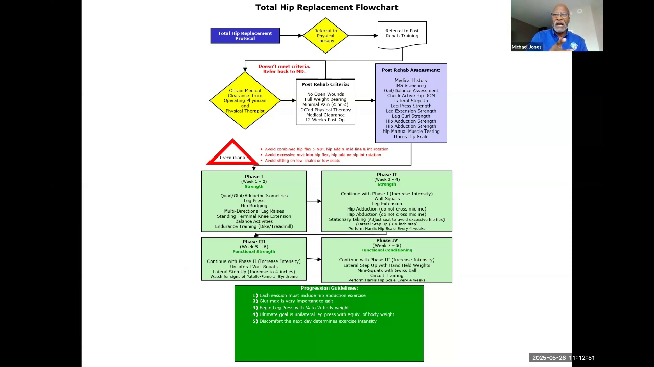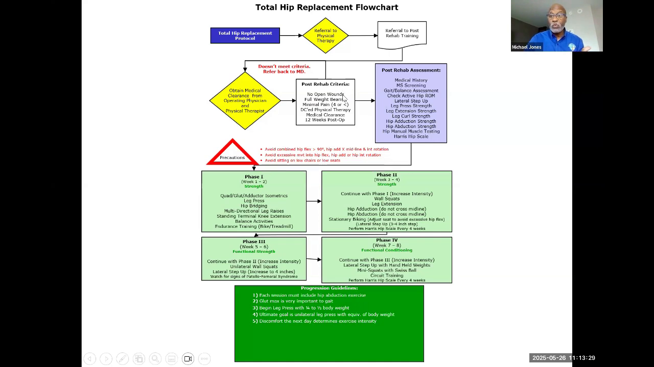Now, this is simply an algorithmic flow chart. That's all it is. You start here with the post-rehab protocol, and this is for the total hip replacement. The client is referred to physical therapy initially. Then they're referred for post-rehab training or medical exercise training. We have a post-rehab criteria. So notice what it says is, doesn't meet the criteria, refer back to the MD. So we obtain a medical clearance. We make sure the client meets the post-rehab criteria, but notice this line goes up and back. If they don't meet all the items in this criteria, we're sending them back to the doctor. So we have to make sure we include a post-rehab criteria.